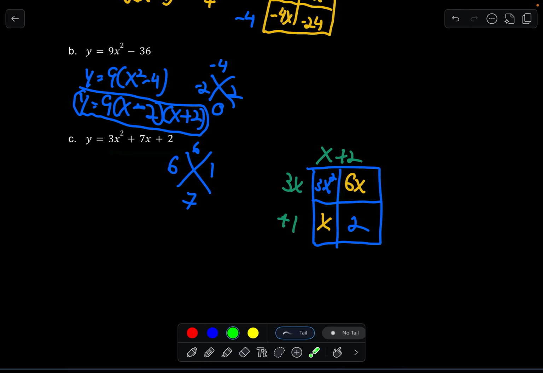So the factorization is equal to 3x plus 1, x plus 2. And that's the answer. And there you go, in a nutshell.